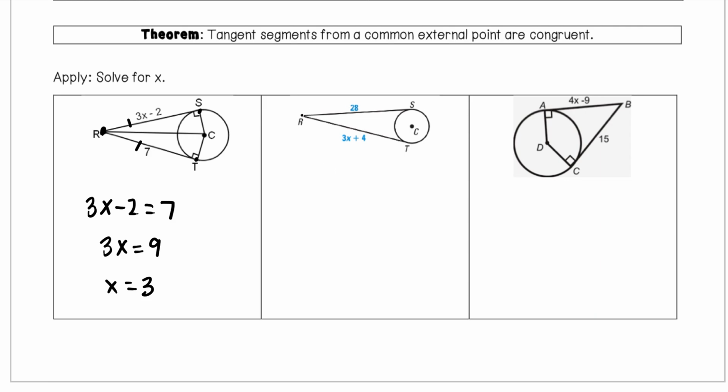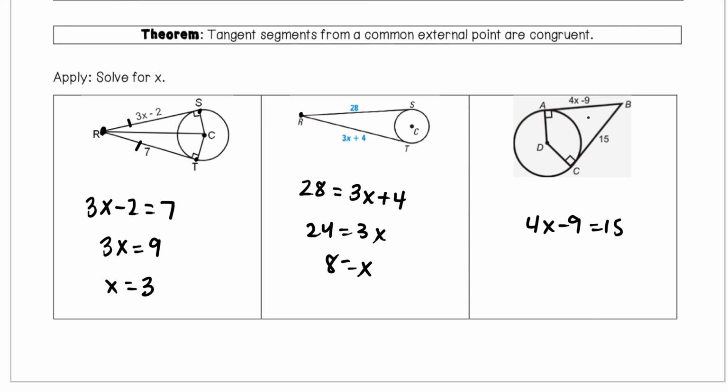Here we can see that we have a point R that is a common endpoint, and we are going to say, well, those should be equal, so 28 equals 3x plus 4. And once we do that, we are going to subtract 4, divide by 3, so x should equal 8. And finally, we have 4x minus 9 should equal 15 because these two segments should be congruent to one another. We're going to add 9 to each side. So 4x should equal 24. Dividing by 4 gets us x equals 6.